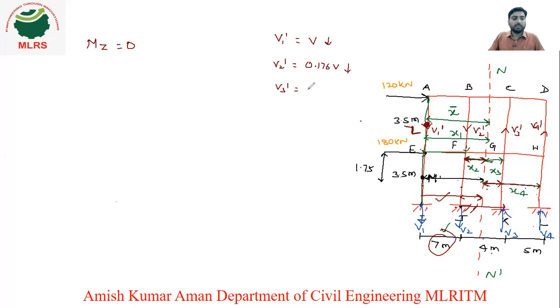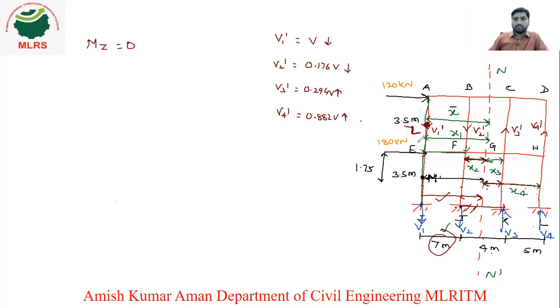V3 dash will be equal to 0.294 V upward, and V4 dash will be equal to 0.882 V in the upward direction, right? So already we have taken these things in step number 2. The only thing we are changing is that previously we wrote V1 equal to V, here we are taking V1 dash equal to V. So summation of moments about Z is equal to 0.